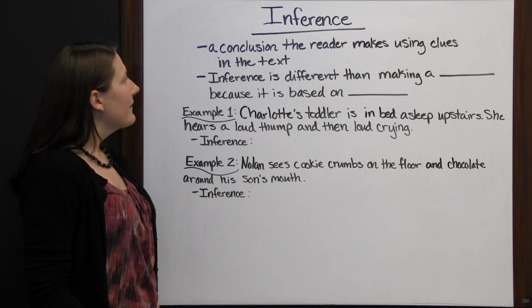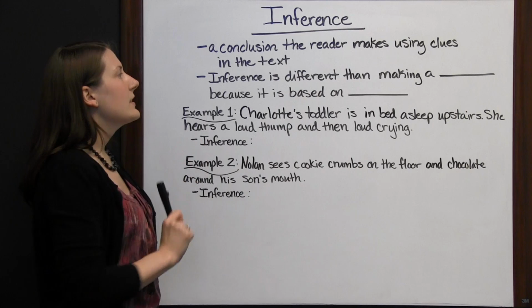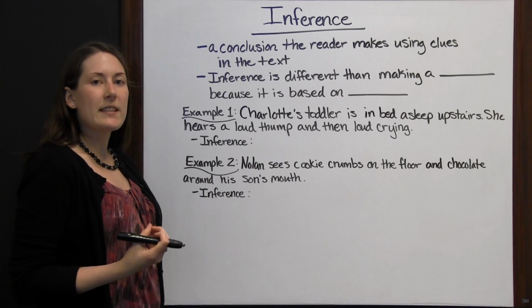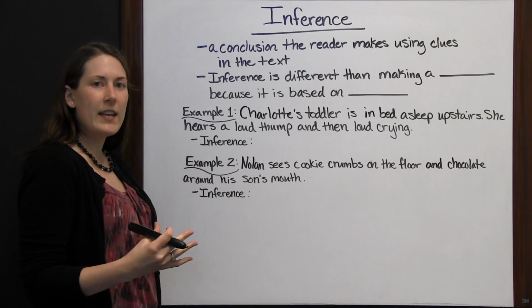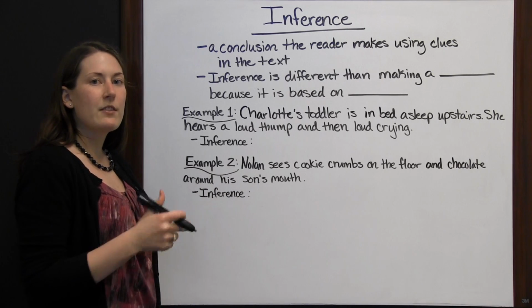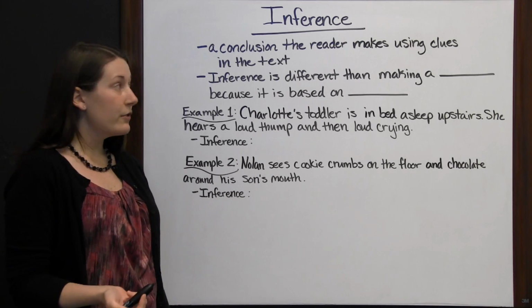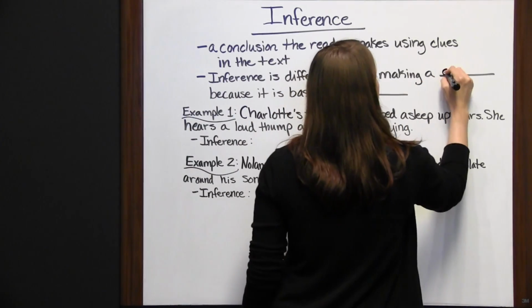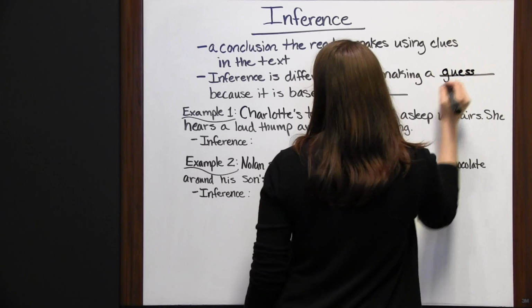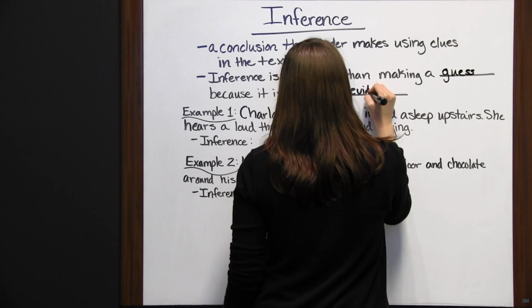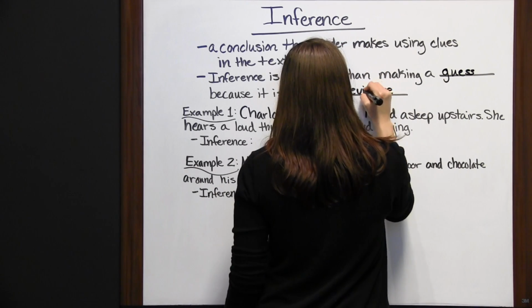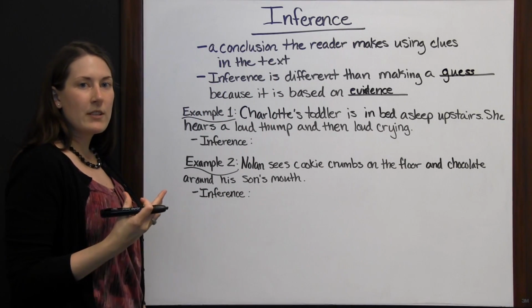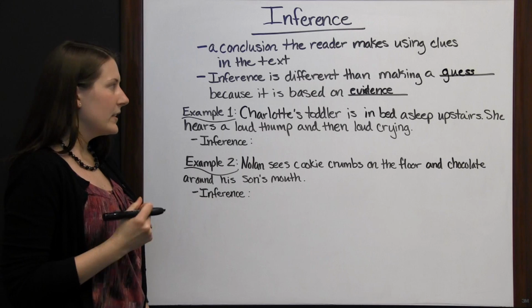Inference. Inferences are conclusions that a reader makes using clues in the text. So an author may not explicitly say something, but they leave little hints behind, and you have to connect the dots to form a conclusion. And inference is different than making a guess because it is based on evidence. So you read, you pick up on those clues or hints that the author leaves behind, and you put them all together to form your inference.